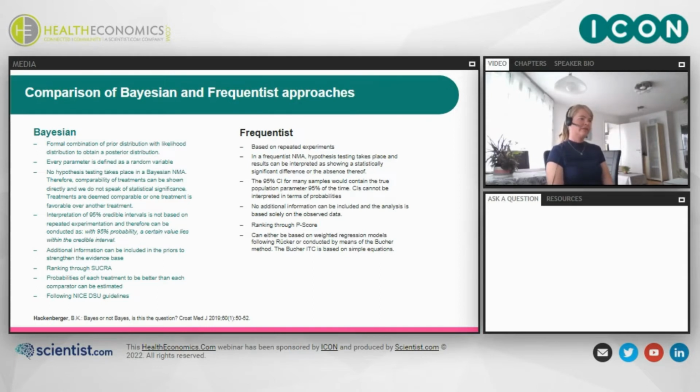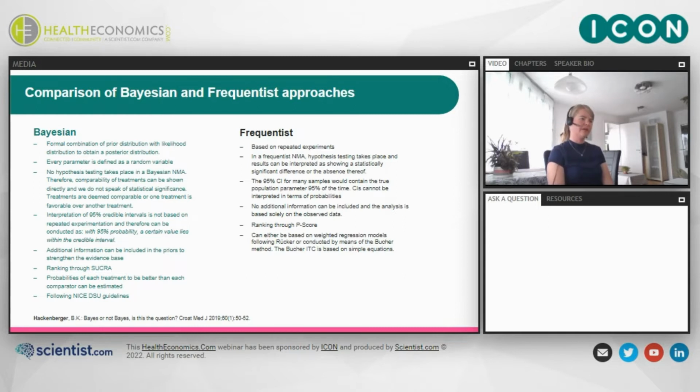Then a frequentist approach is basically a classical statistical approach, which is based on repeated experimentation. We conduct hypothesis testing, and therefore we can say that we can see a statistically significant difference or the absence of a statistically significant difference. The interpretation of the confidence interval is not as intuitive as the interpretation of the credible interval. If we have a 95% confidence interval, we would say that this contains the true population parameter 95% of the time.